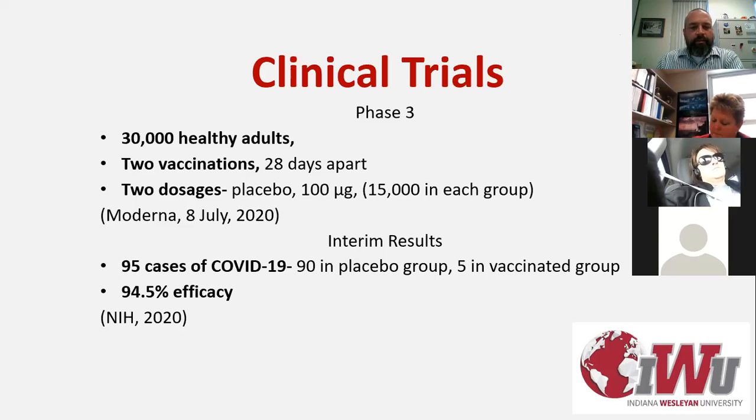And I thought it was interesting to learn a little bit about how they do these things and where the placebo comes into play. So out of these 30,000 healthy adults and the amount of time that this data was being gathered, 95 of them developed cases of COVID-19 infection. And of those 95, 90 of those were in the placebo group, which is the group that didn't actually receive the Moderna vaccine. And only 5 of those were in that vaccinated group of 15,000 people.